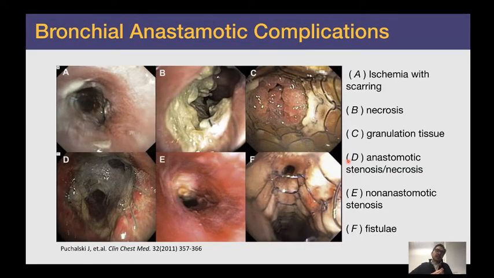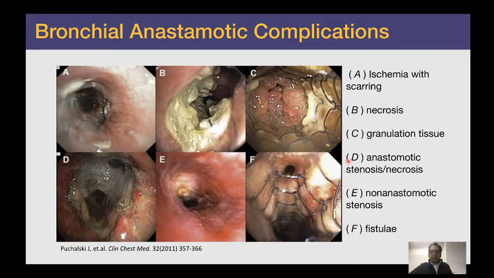Okay, so the thing with the bronchial complications is that most of them look the same on CT, which is there's going to be a little bit of irregularity of the bronchus, there's going to be a little bit of bronchial wall thickening, and you might see some endoluminal debris, like ischemia with scarring, necrosis, a mild granulation tissue, infection. They're all going to sort of look the same, and that's why bronchoscopy is really the method that is used in order to diagnose these anastomotic complications.